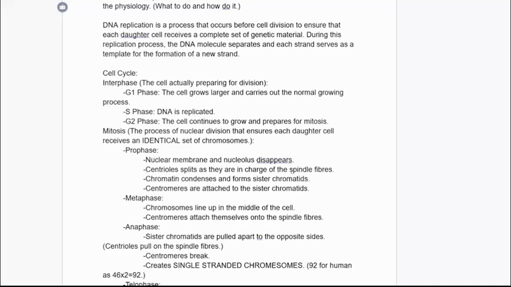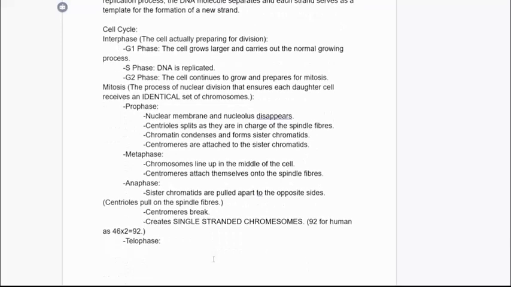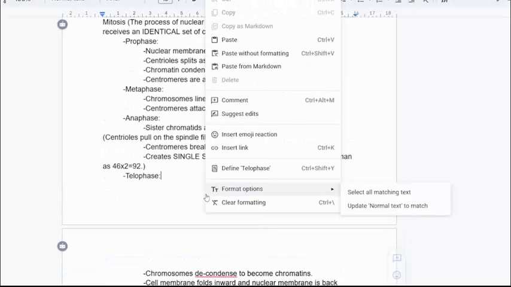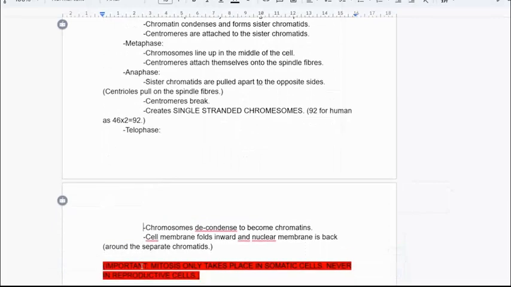And then in the metaphase, the chromosomes line up in the middle, and they attach themselves to the spindle fibers. In the anaphase, they're pulled to the opposite sides. The centromeres, which attach the strand onto the spindle fibers, will eventually break, and this will create single-stranded chromosomes, well, chromatids. And finally, it's the telophase.